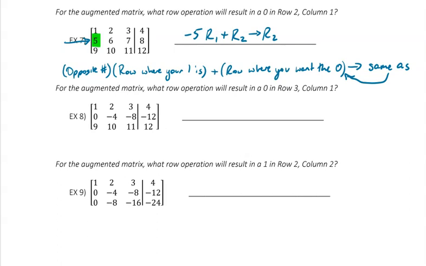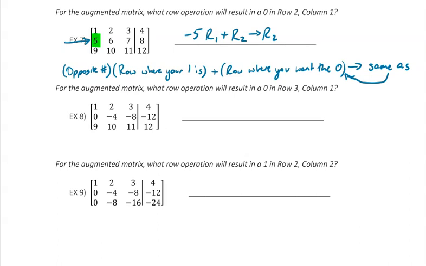And that's how we make a row operation to get a 0. So opposite of the number that's already there, times the row where you have a 1 in that column, plus the row where you want the 0, will replace that same exact row. All right, let's try that again.